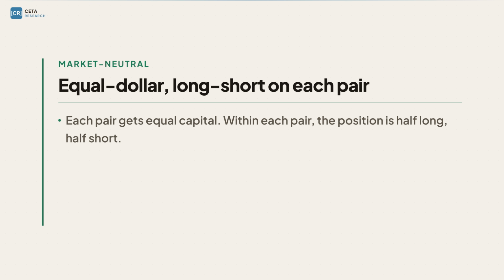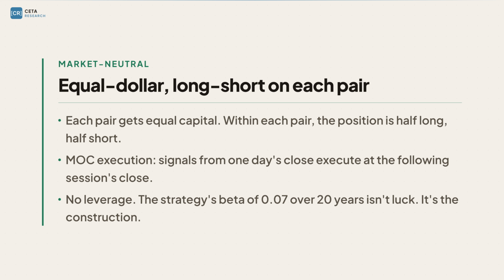Not every year produces qualifying pairs. When the z-score filter and minimum pairs rule disqualify all candidates, the strategy sits in cash. That happens 6 times in 20 years. Those cash years aren't a bug in the methodology. They're the methodology working as designed, refusing to trade when conditions don't support it.